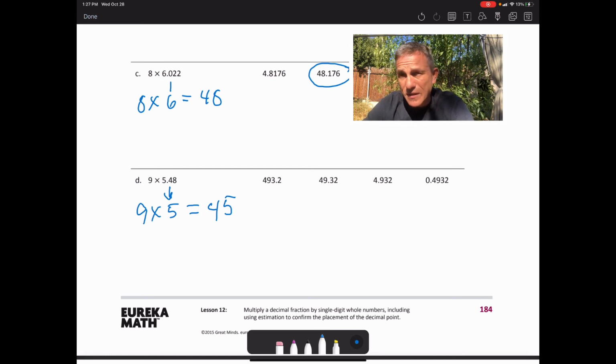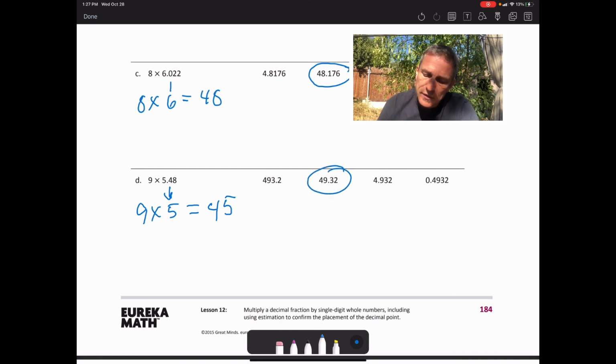493 and 2/10, that's a little far. 49 and 32 hundredths, that's pretty close. 4 and 932 thousandths seems too small. So yes, I think it's going to be 49 and 32 hundredths. And that's basically all there is to this first section.